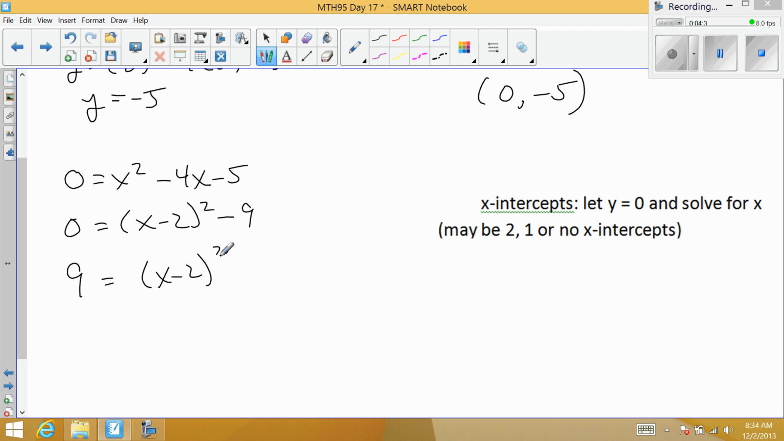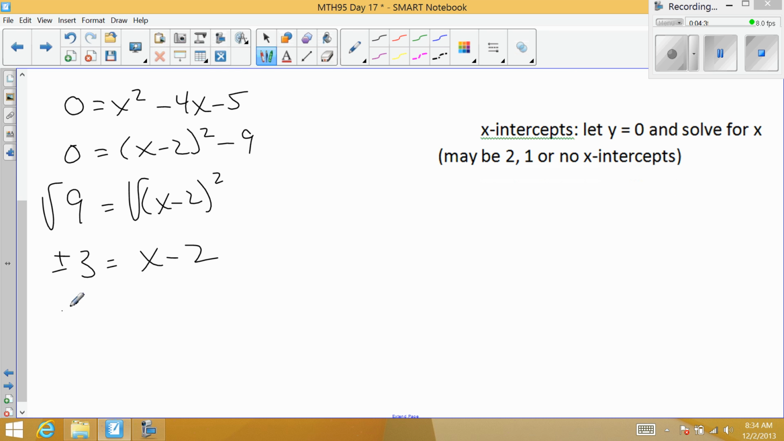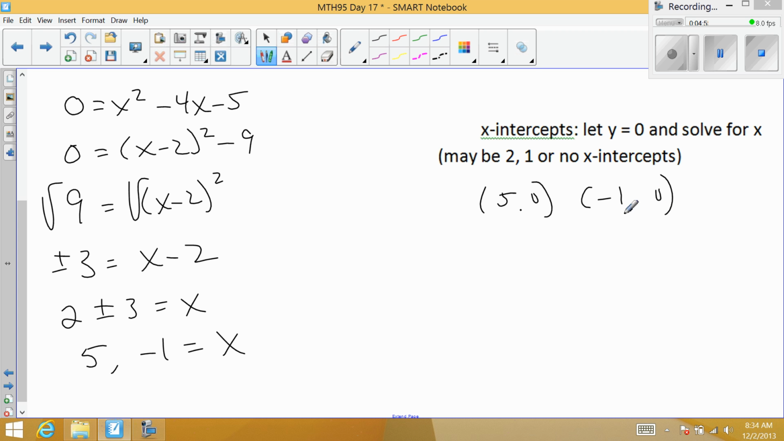And since we've gone through all that work of completing the square, our two x-intercepts are at 5 and -1. So that's (5, 0) and (-1, 0). Our vertex, again, we said was at (2, -9). Let's see if this all makes sense.